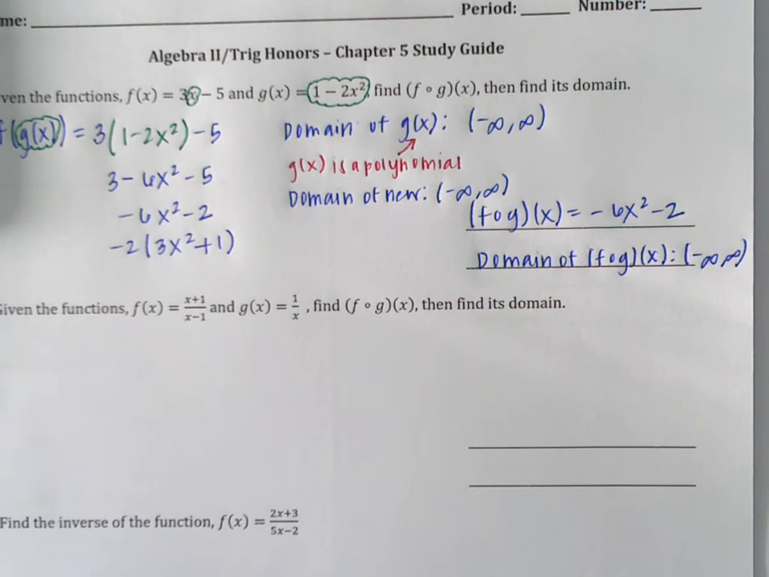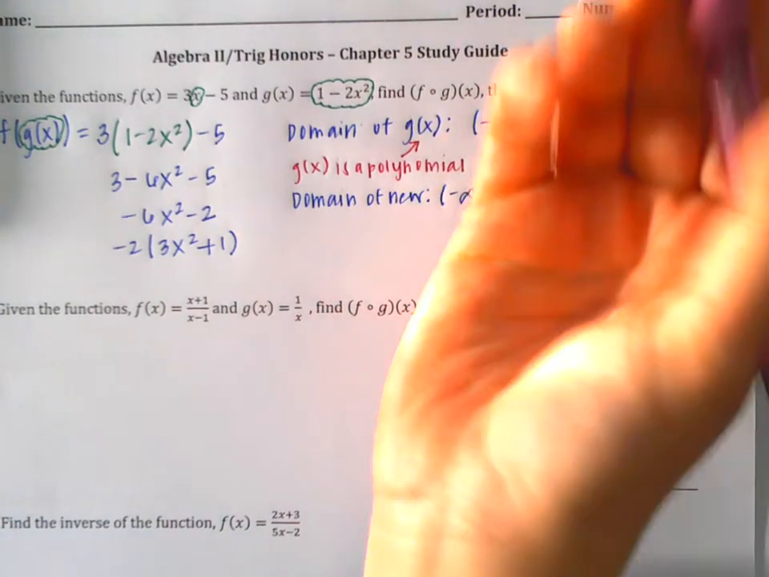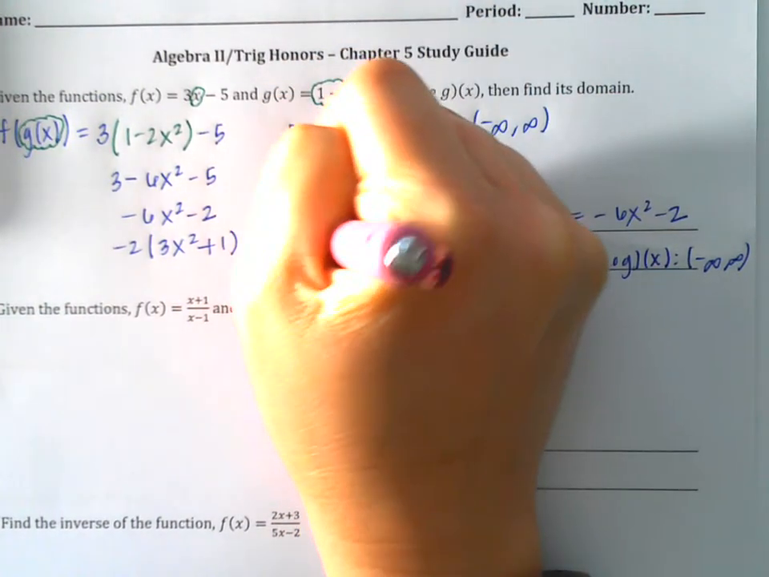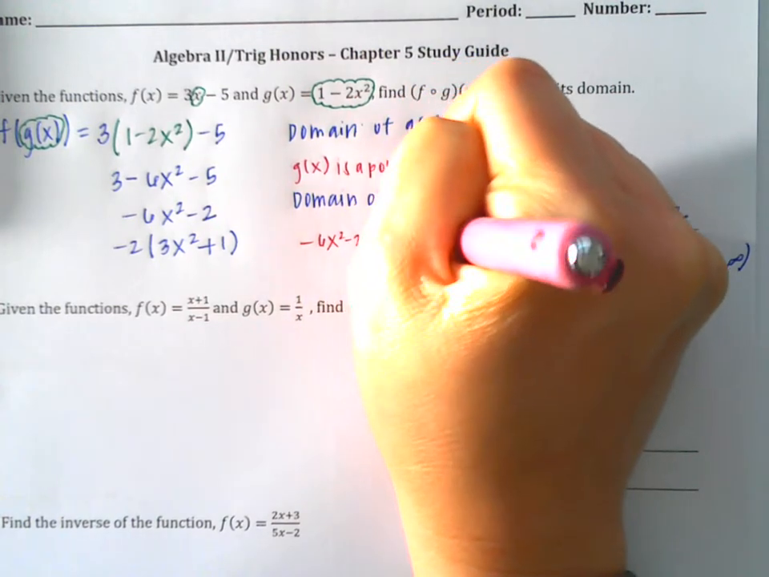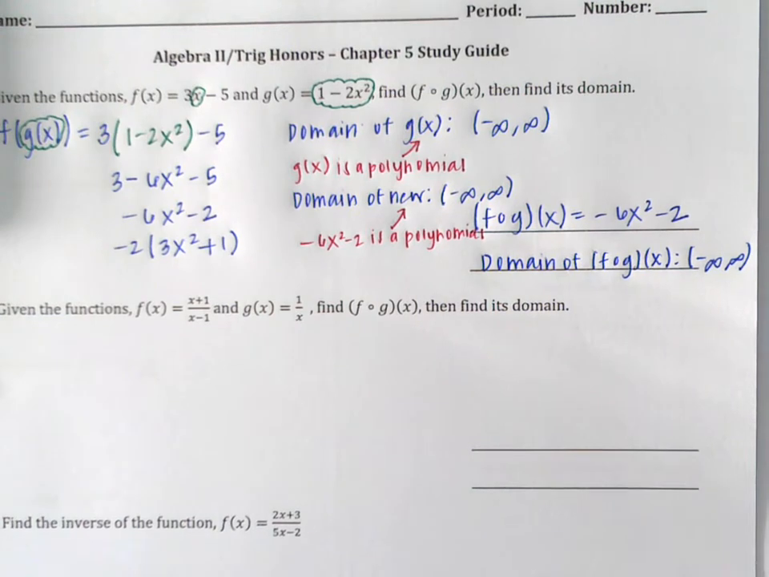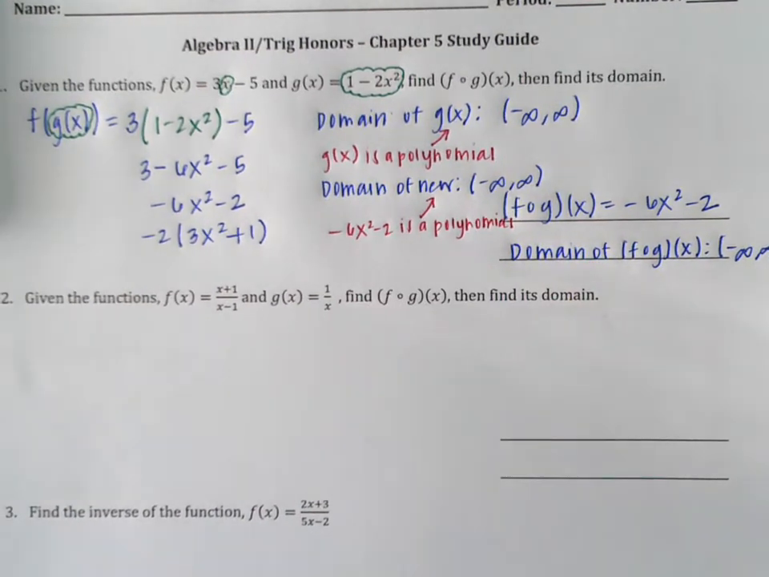So the domain of f of g is all real numbers also, because the new function is also a polynomial. So negative 6x squared minus 2 is a polynomial. Okay, so that is it for number 1. Let's move on to number 2.